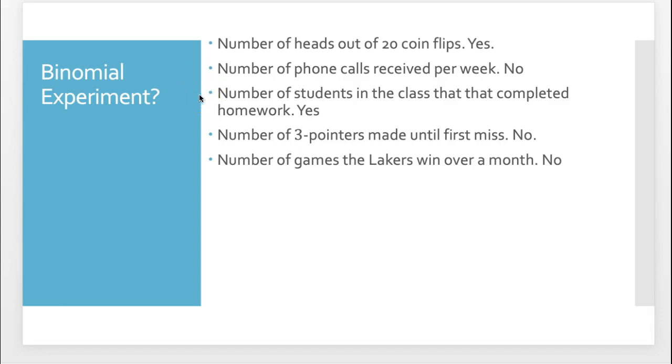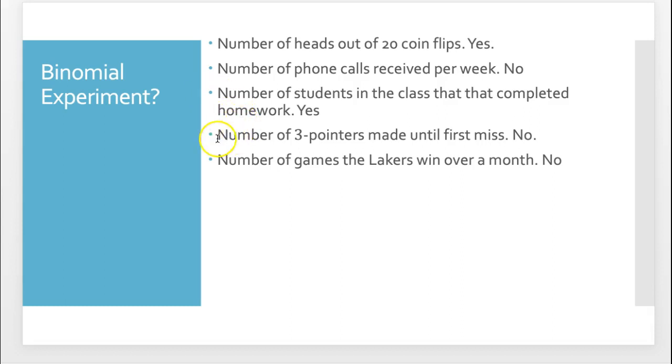Here, number of students in the class that completed homework, right, that would be a binomial model. So I'm just saying each student's outcome is independent from each other. There's only 2 outcomes, either they completed the homework or they didn't. And there's a fixed number of students in the class, okay, 39, and so on and so forth there.